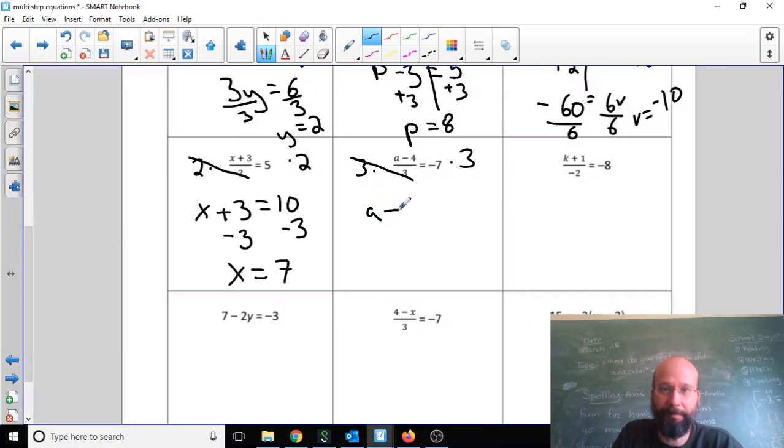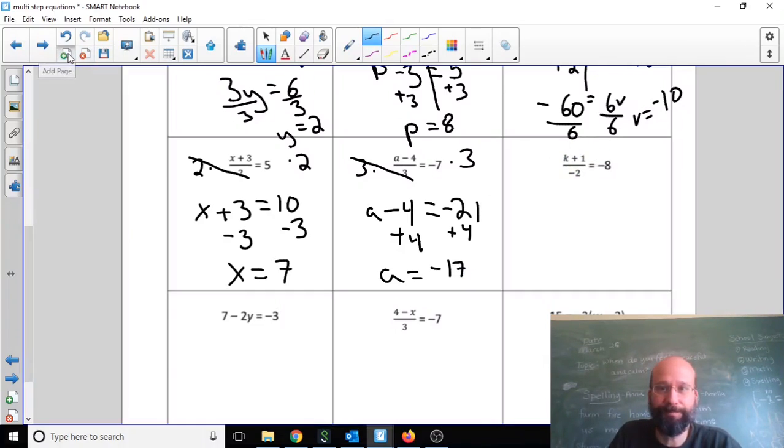You're left with a minus 4 equals negative 21. Because these cancel, negative c times 3 is negative 21. I move the minus 4 over by plus 4. A equals negative 17.